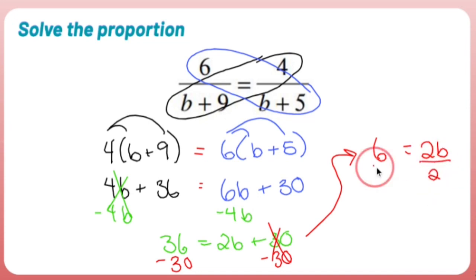Divide both sides by 2. 6 divided by 2 is 3, so I'll move that over here so I can move the b to the left. And then b is 3.